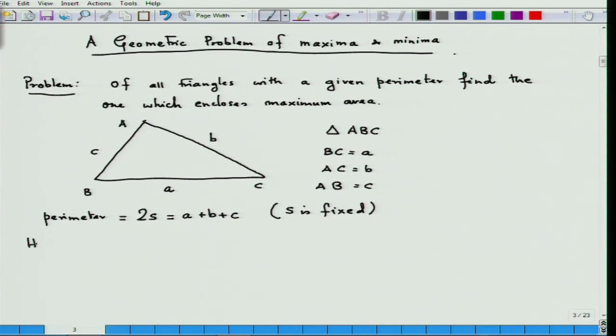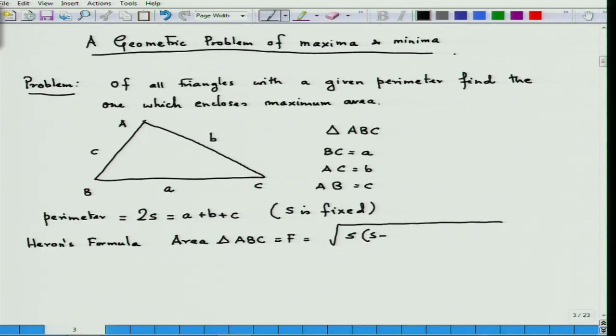And we know by Heron's formula the area of triangle ABC, which we denote by F, is given in the following way: the square root of s into s minus a into s minus b. I hope you are remembering your school days. Into s minus c.